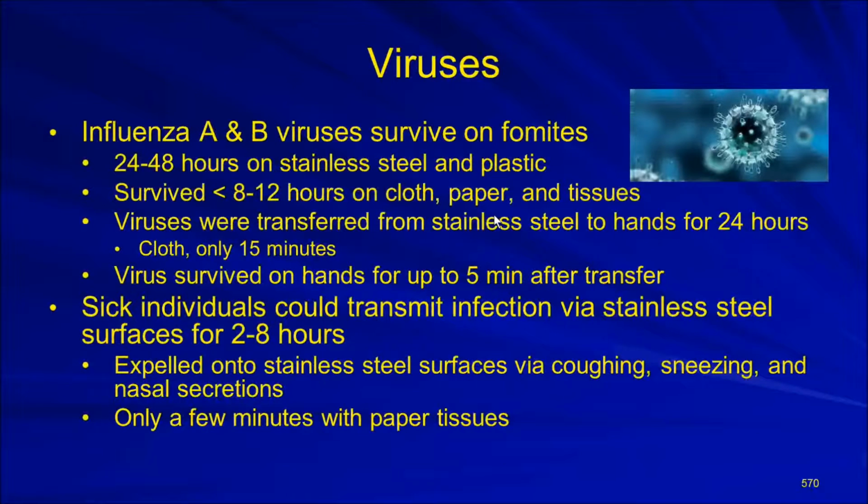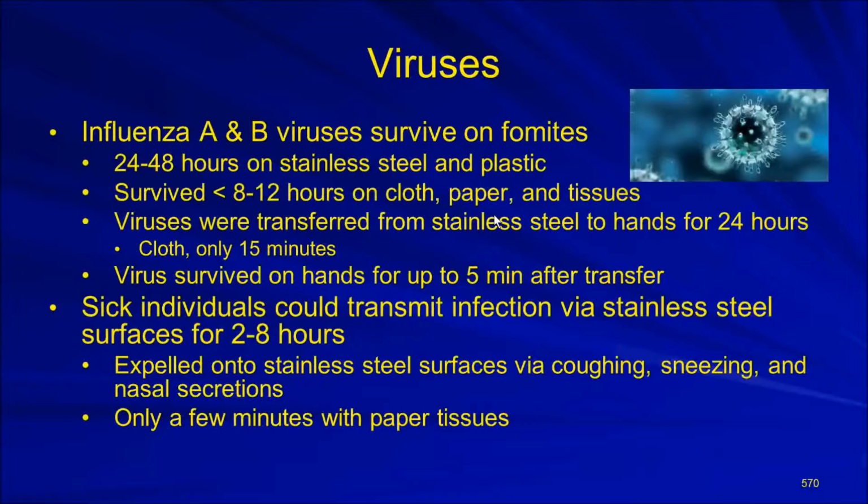The second major category of pathogen I want to talk to you about as contaminating fomites is viruses. Influenza A and B viruses can survive on fomites for 24 to 48 hours on stainless steel and plastic, and they survive less than 8 to 12 hours on surfaces such as cloth or paper or tissues. And this is similar to bacteria.